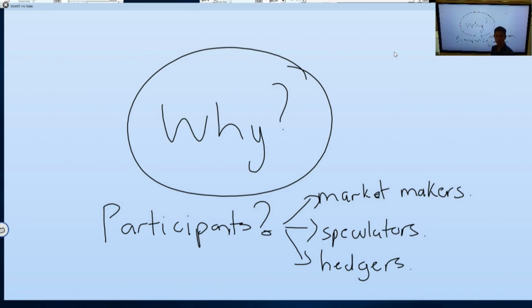Obviously, a hedger's objective is not price directional, rather it's to manage risk. All right, so in terms of that, if we look at the participants, we can see we've got a few market makers, not price sensitive. We've got a couple of hedgers, not price sensitive, and speculators, very price sensitive.